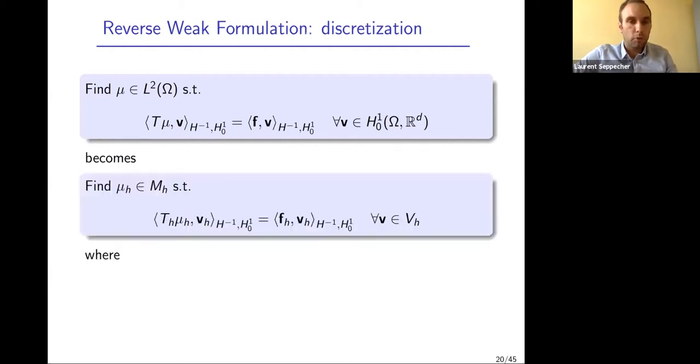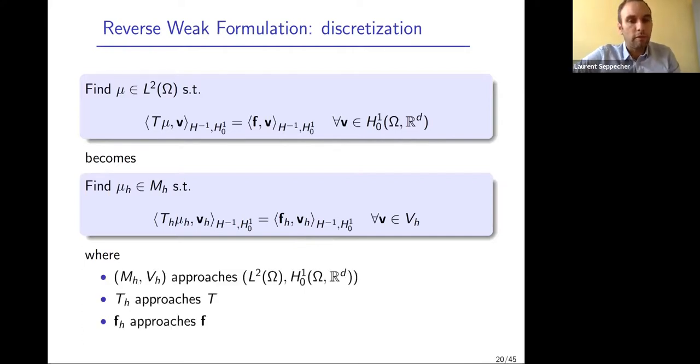So we approach the spaces by finite dimension spaces. So M_h will approach L2, V_h will approach H^1_0, like we usually do in the Galerkin method. And we have a new problem, like T_h mu_h, v_h is equal to f_h times v_h. Okay.